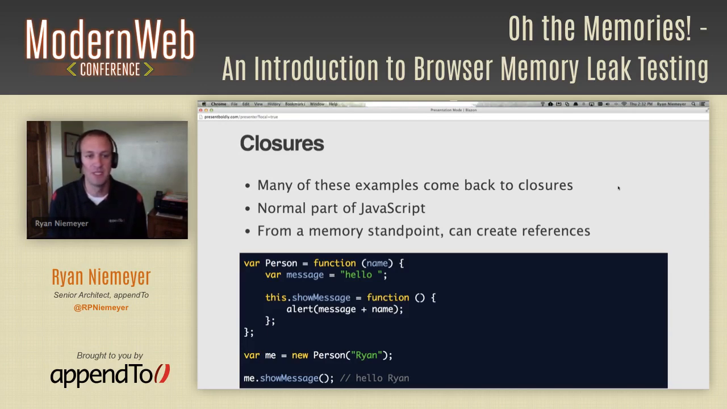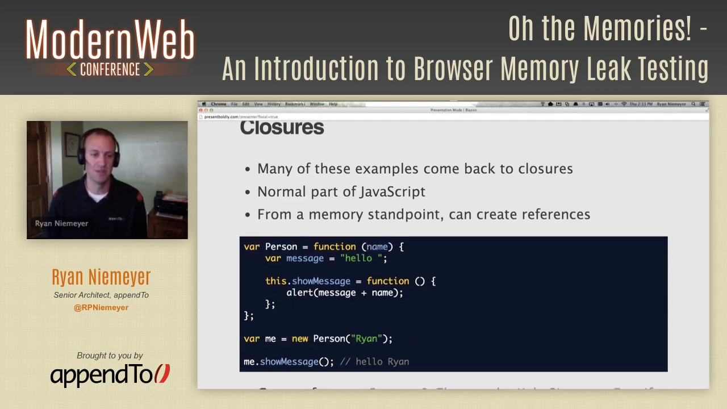The thing to remember is that from a memory standpoint, it really can create a reference, just like you were setting a property to some value. If a function is using a variable that's outside of its scope, that will be considered a reference. Just a brief example on closures here. I have this person constructor, and inside it I have a show message function, and it's alerting on this message variable and the name argument that gets passed in. And so I've created a new person called me, and I can now call me.showMessage.